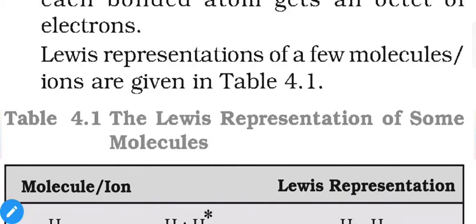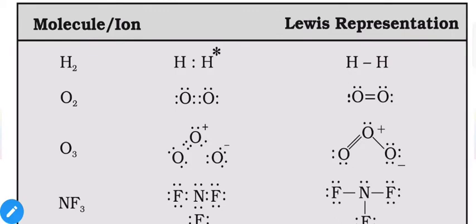Lewis representations of a few molecules are mentioned in this table. First example, hydrogen. As we know, one hydrogen contains one valence electron, so hydrogen requires one electron to complete its outermost orbit. That means it will gain a helium-like electronic configuration by sharing one electron with another hydrogen. Next, oxygen. As we know, oxygen contains a total of 6 valence electrons, so its requirement is 2 to complete its octet. So it will share a total of 2 electrons with an adjacent oxygen.